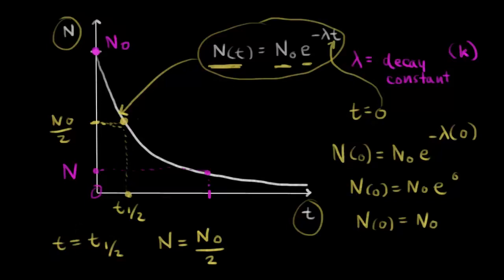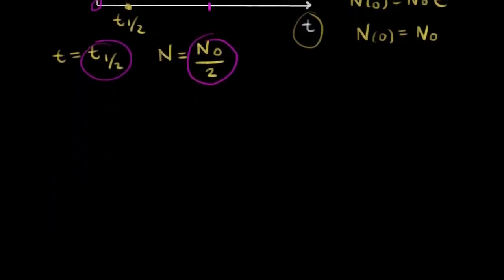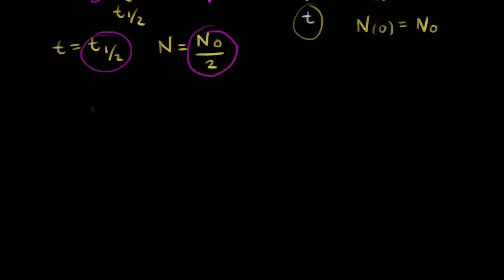Let's take the half-life and what the number of radioactive nuclei would be, and let's plug it into this equation. So let's go ahead and do that. Let's get some more room. I'm just going to rewrite that equation here. So we had the number of radioactive nuclei as a function of time is equal to the initial number of radioactive nuclei times e to the negative lambda t. So when we talk about the half-life, we're going to plug that in here for the time, and then the number of radioactive nuclei would be N naught divided by 2. So let's plug those in.